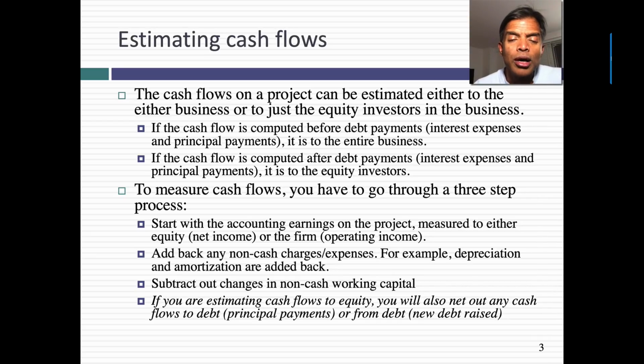As to how the cash flow is actually computed, it's a three-step process. You start with accounting earnings, and whether it's net income or operating income will depend on whether you're doing equity cash flows or firm cash flows. You add back depreciation and non-cash charges. Why? Because they're accounting expenses that lowered your income. You subtract out capital expenditures if you have any. And if you have a project, it might be that you don't have any once you've made that initial investment. And then you subtract out change in working capital.